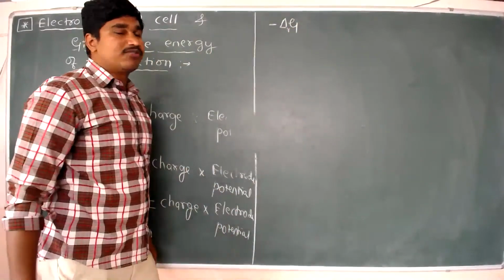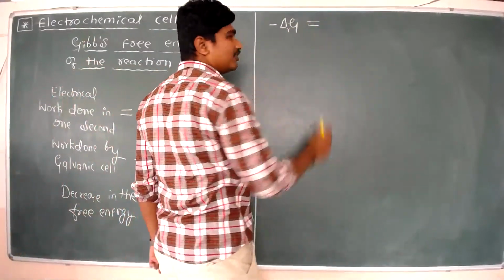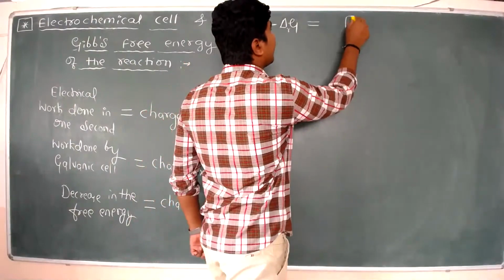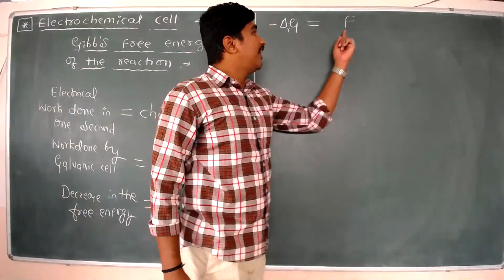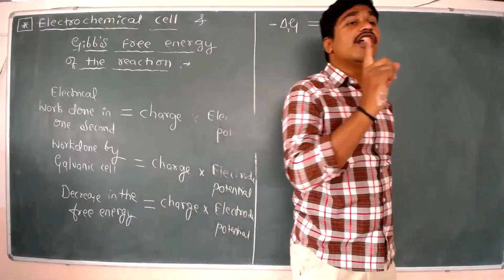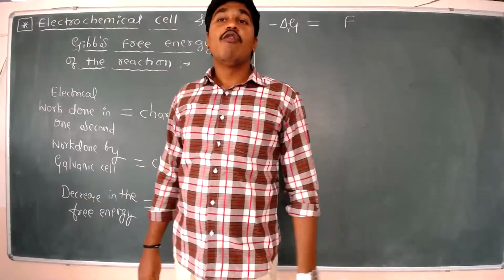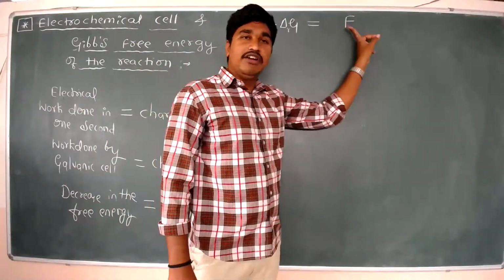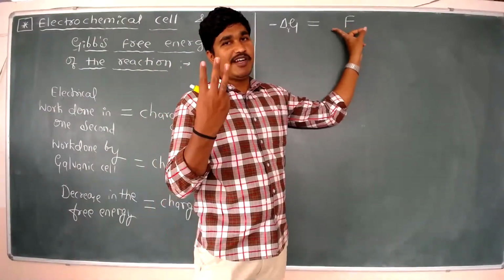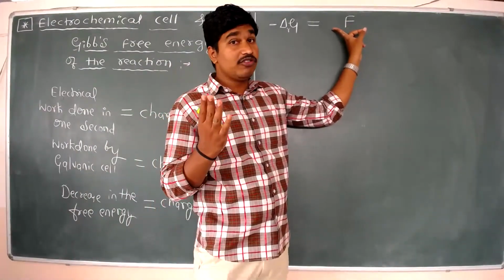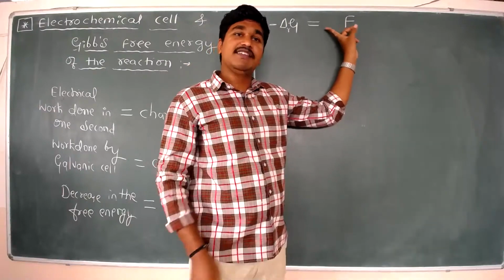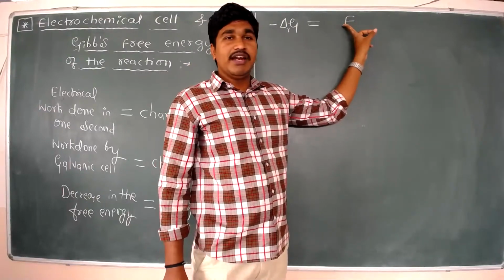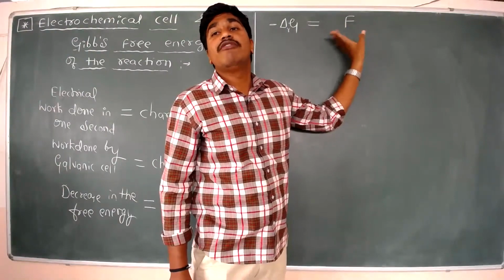Decrease in the Gibbs free energy is equal to charge. Charge here is Faraday. F means what? Faraday means it is the charge of 1 mole of electrons. If 2 moles of electrons are there, 2 into F, 2 Faraday. If 3 moles of electrons are there, 3 into F, that is 3F. Correct? 1F means it is the charge on 1 mole of electrons.